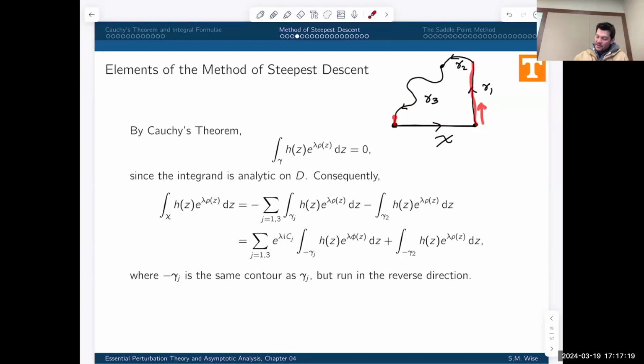And when I go this direction along gamma 3, because it's moving away from chi, I want phi to be decreasing. Okay, so I'll draw this on a picture momentarily. But before we get to that, what does Cauchy's theorem say?